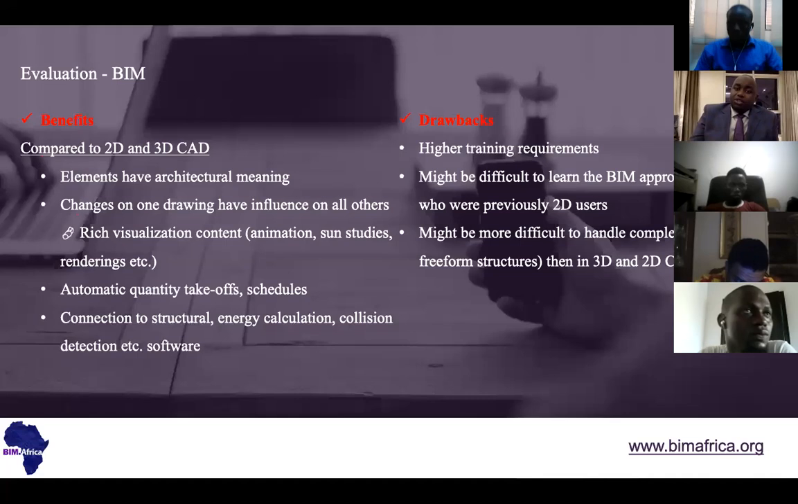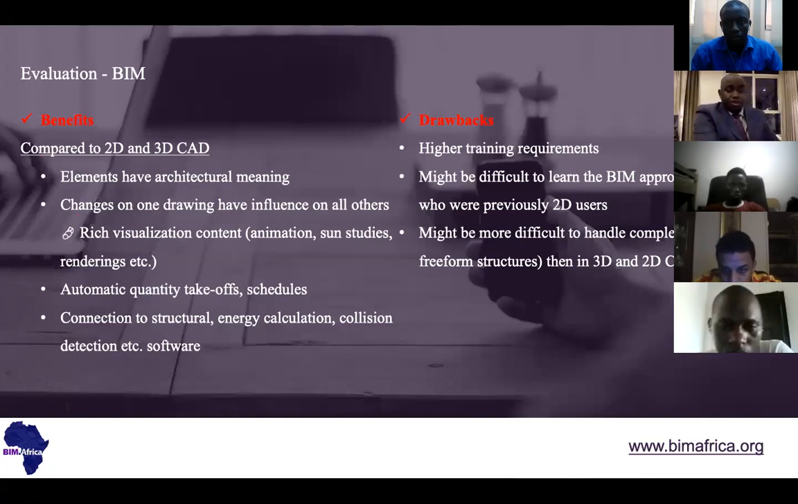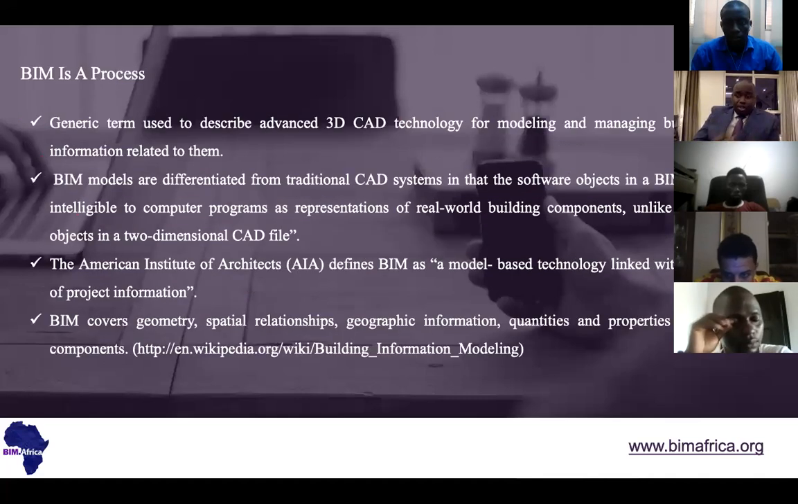But what are the drawbacks of BIM, which are usually well known in our local context? Higher training requirements. It requires more cultural change than technical, because it's not only about the software, but also about the process as well. So BIM is a process now. First, BIM is a process, it's not only a product.